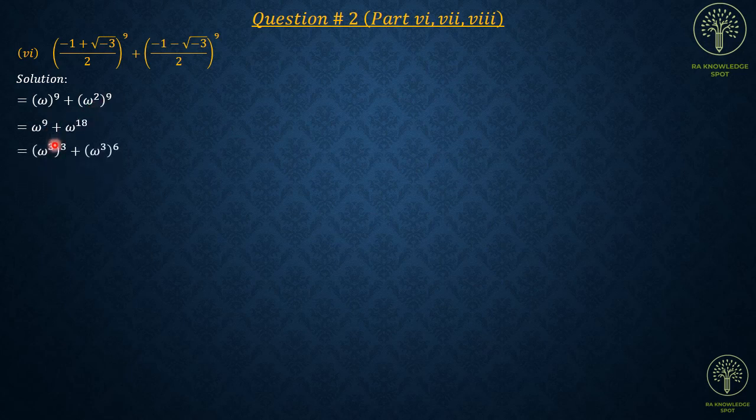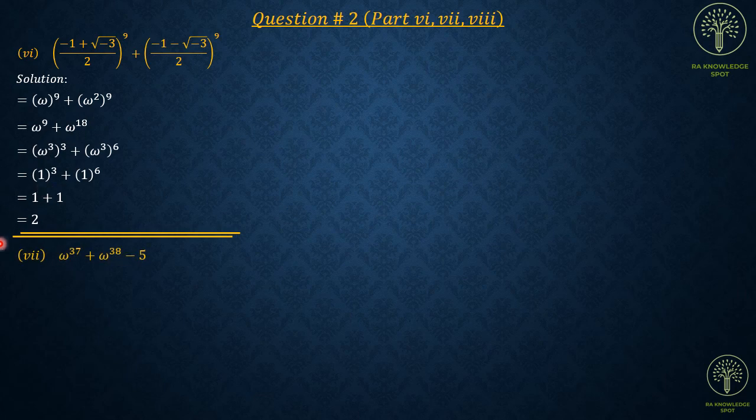9 and 2 9s are 18. We will break 9, that is 3 3s are 9 and 3 6s are 18. You know that omega cube is equal to 1. Just putting the value of omega cube, 1 power 3 and 1 power 6. No matter what is the power of 1, it will always give you 1. Now 1 plus 1, that is 2.